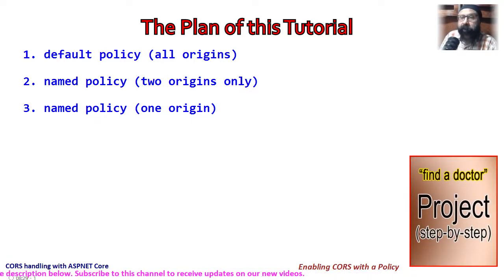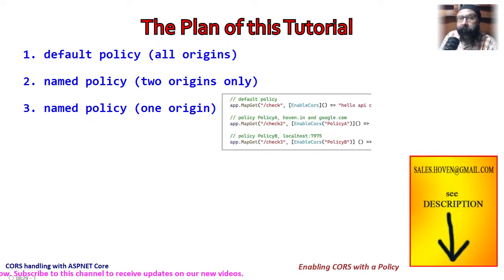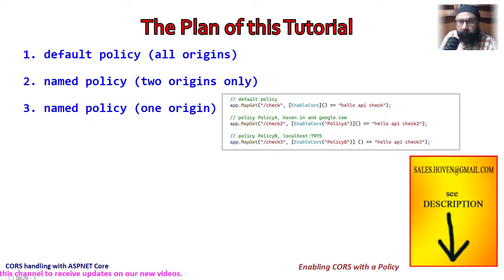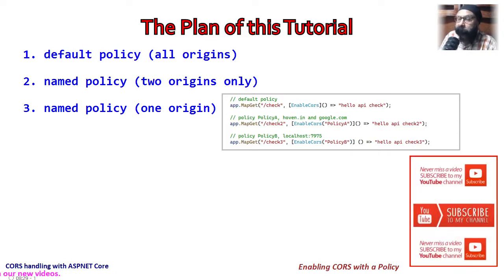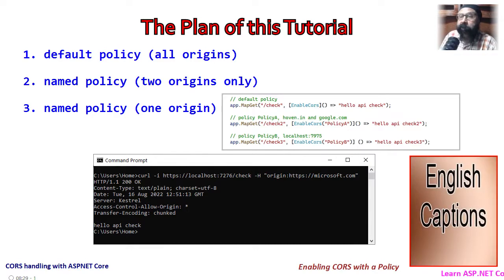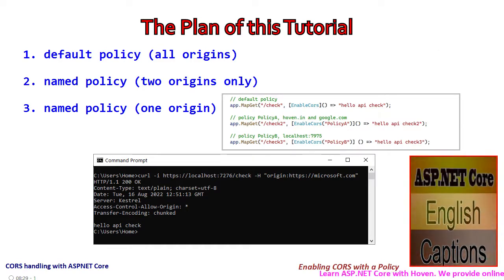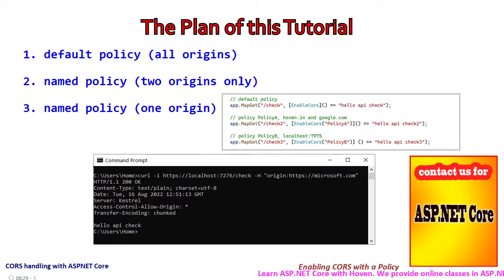After that, we shall apply these policies to three Web API endpoints. Each endpoint would thus open itself to a different set of origins. And finally, we shall test each of these endpoints with curl. And now let's have a look at the ASP.NET Core project.